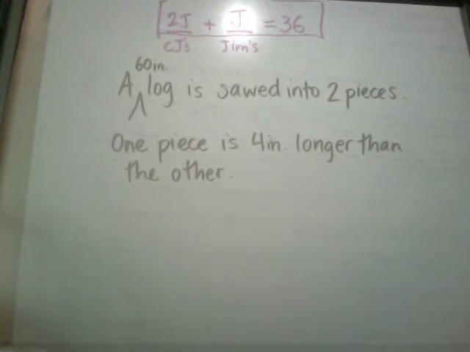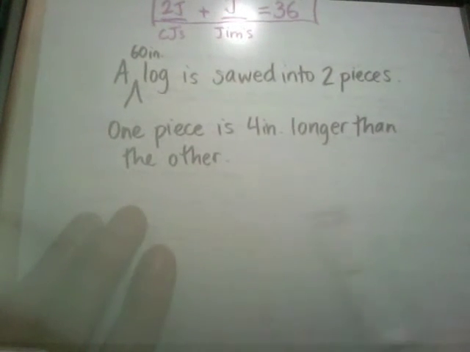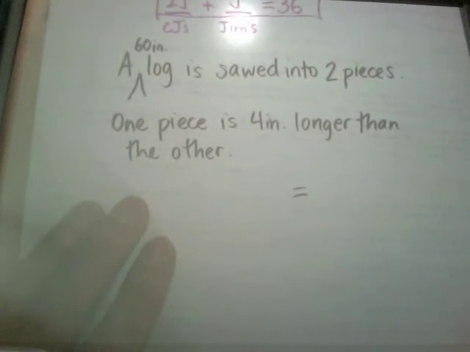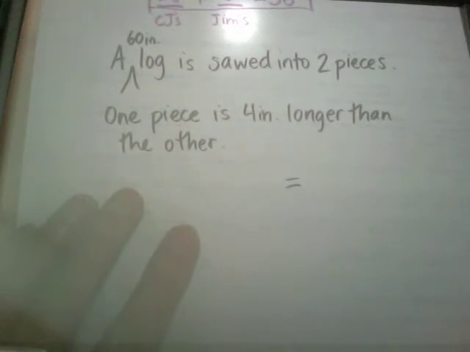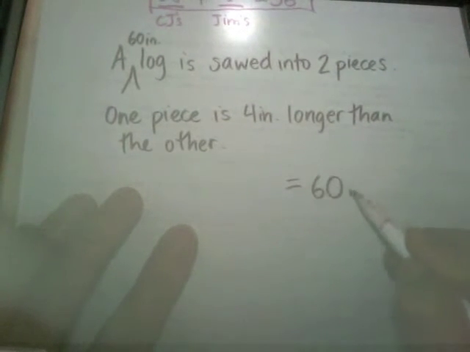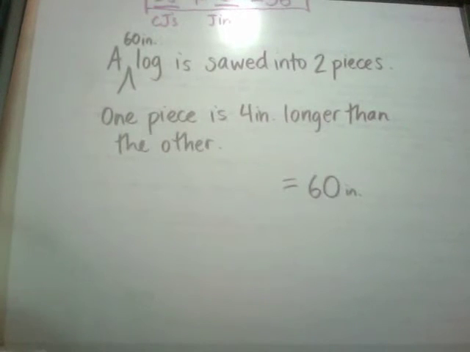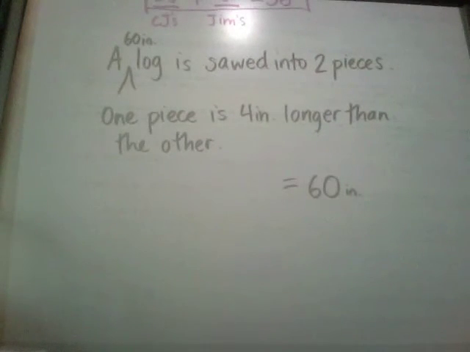But let me just remind you, you don't have to answer these. Today the equation itself is your answer. So first of all, let's start with the total. The 2 pieces together make how much of a log? Diego? 60 inches. Yeah, 60 inches. Right, that's the total length.